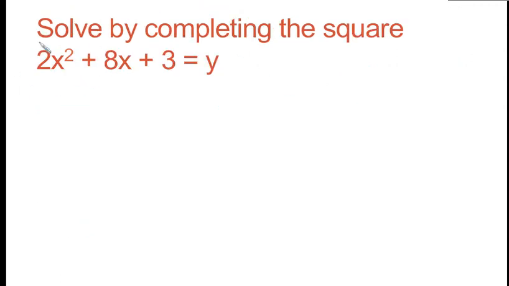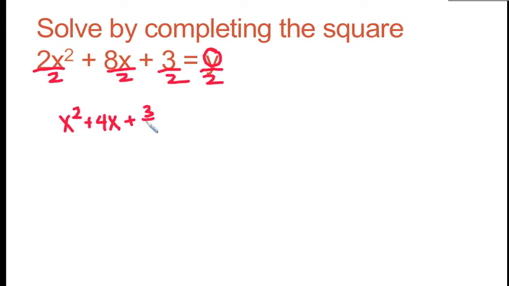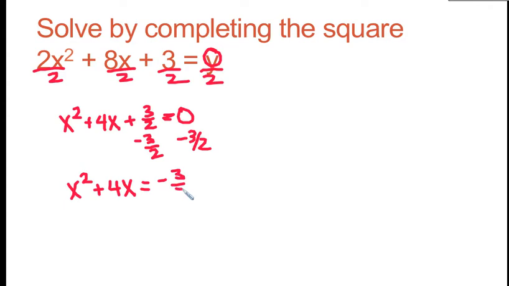So let's see if you remember how to do this one. Solve by completing the square. So we have to divide everything by 2. But when we're solving, we want to find out where it crosses, so this would equal 0 over here. So we have x squared plus 4x plus 3 over 2 equals 0. Subtract the 3 over 2. So now we have x squared plus 4x equals negative 3 over 2.